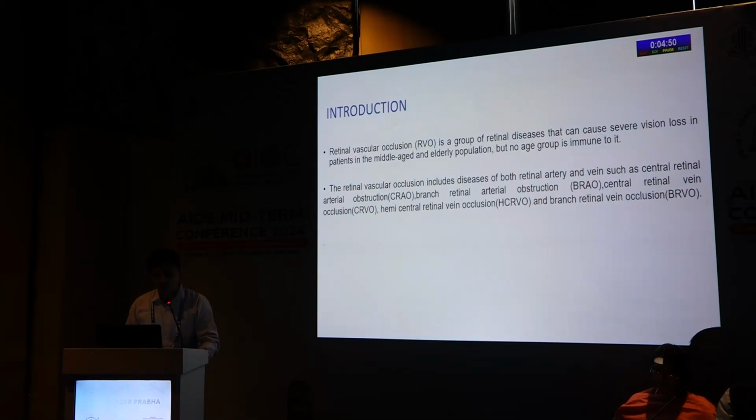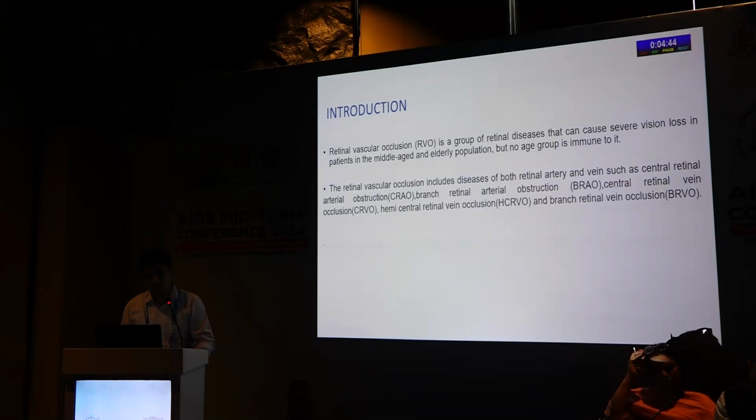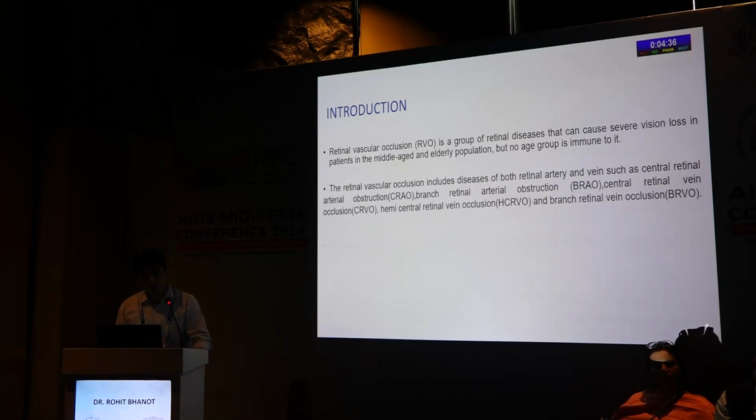Introduction. Retinal vasculitis is a group of retinal diseases that can cause severe vision loss in patients in the middle age and elderly population, but no age group is immune to it. Retinal vasculitis includes diseases of both the retinal artery and vein, such as CRAO, BRAO, CRVO, HCRVO and BRVO.